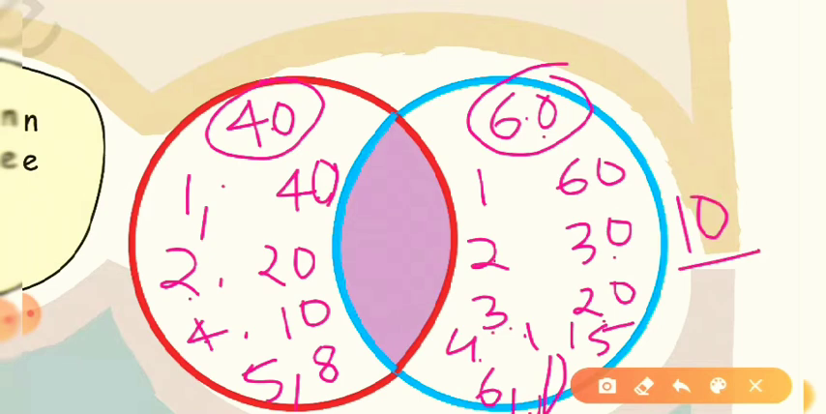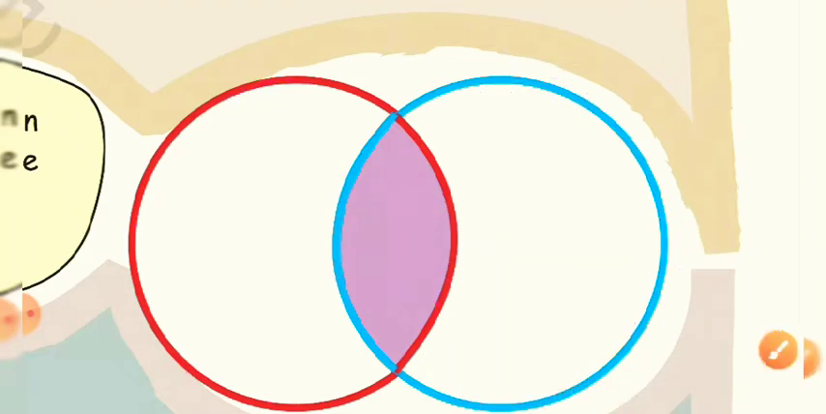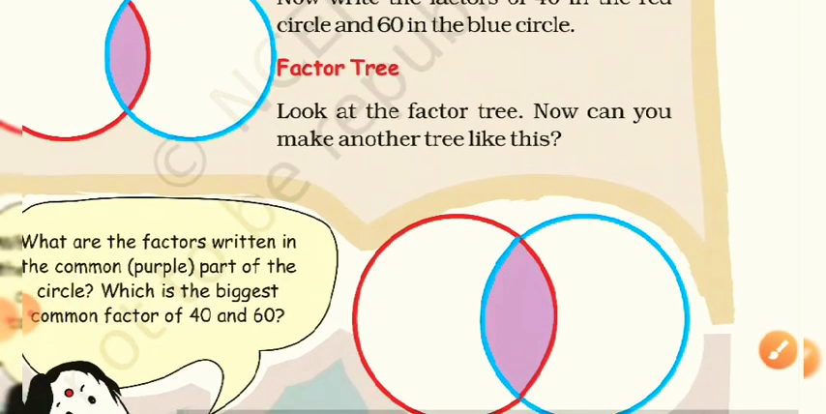Now we will check which numbers are common. So 1, write here 1, next 2, we can write here 2, then 4 is common, so put it here in the purple box. 5 is not there, 6 is not, then 8 no, 10 yes, 10 we have, so write 10 here. 20 we have also, so write 20. So 1, 2, 4, 10 and 20, these are the common factors of 40 and 60.